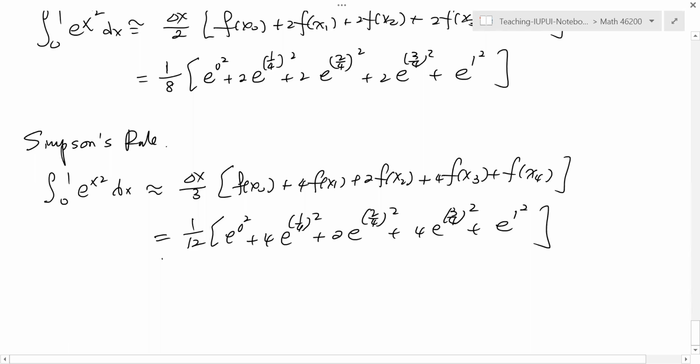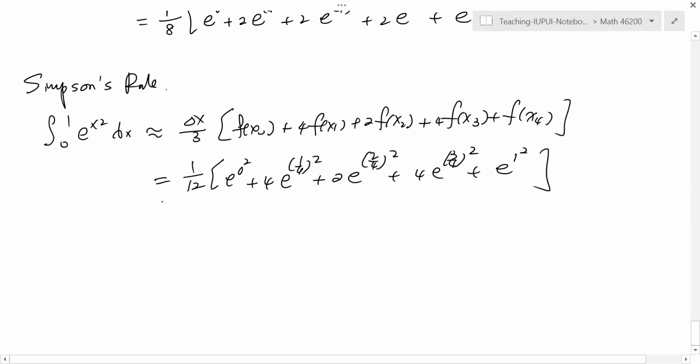So those are the approximations of the integrals. I'm not sure we have time to do some comparison of which one is better. I did not use a scientific calculator to complete this. Okay, let's see what we can get.